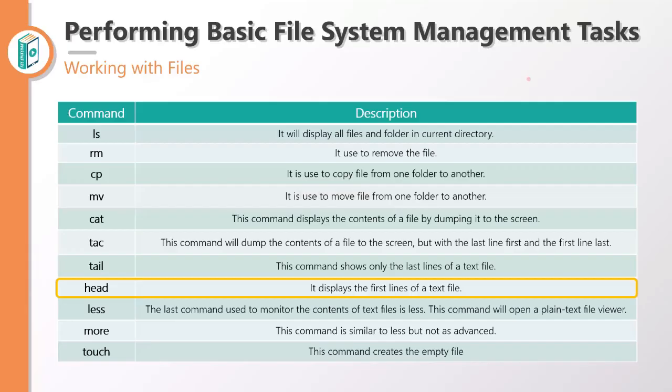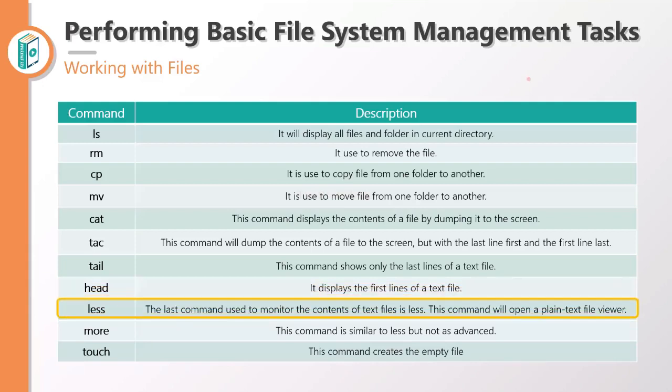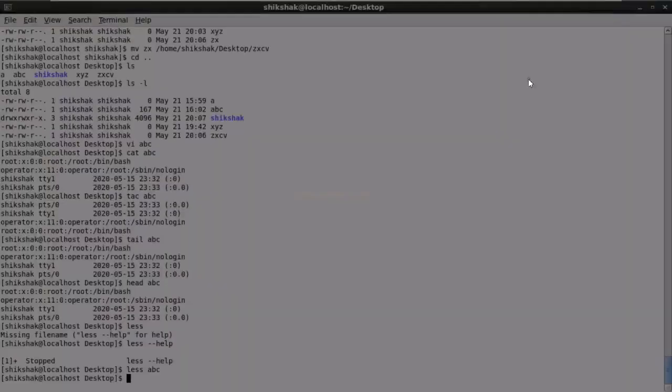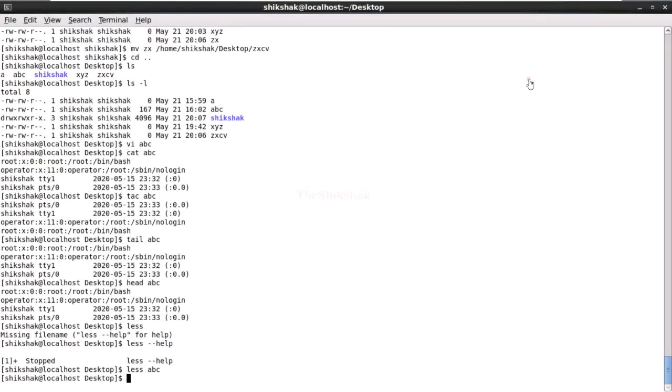Next command है less. The last command used, this is the last command used to monitor the contents of a text file. This command will open a प्लेन टेक्स्ट फाइल व्यूअर, और वहाँ पे फिर ऑप्शन यूज़ करके हम लोग डायरेक्टली फर्स्ट लाइन, लास्ट लाइन और देख सकते हैं. सो if I want to check it out, now we will see that ABC file.